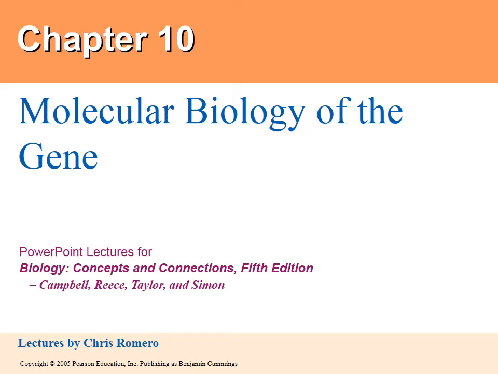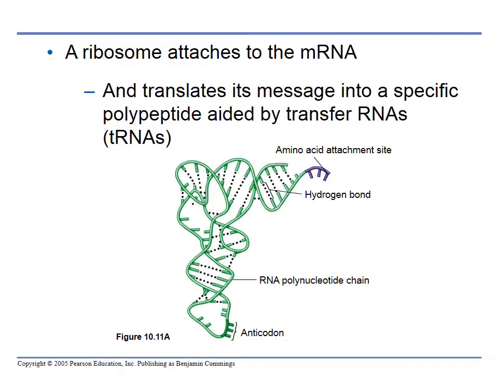Okay, this is Chapter 10, Part 2, and in Part 2 we're mostly talking about translation, the actual making of a protein. If you remember at the end of Part 1 video, we had our messenger RNA. It was made in the nucleus, and then it gets sent out to the cytoplasm. And out in the cytoplasm, it goes to a ribosome, and there you're going to have your transfer RNAs that will attach to an amino acid.